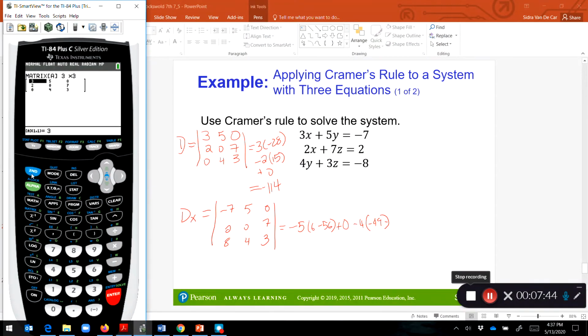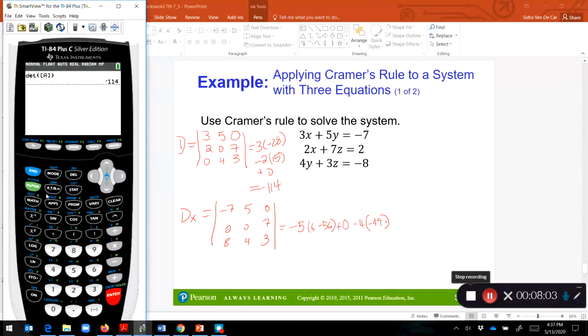All right, so we're going to quit out of there, and we're going to go determinant is in math, A, and let's check ourselves. Okay, good, we did that one right, negative 114.